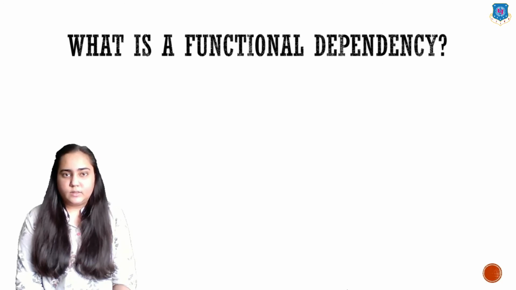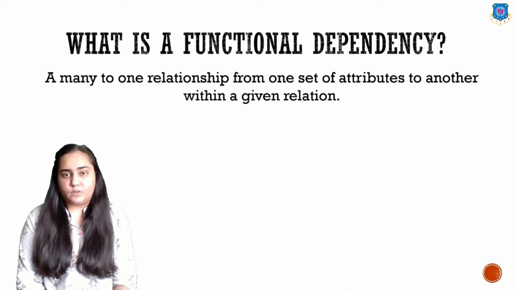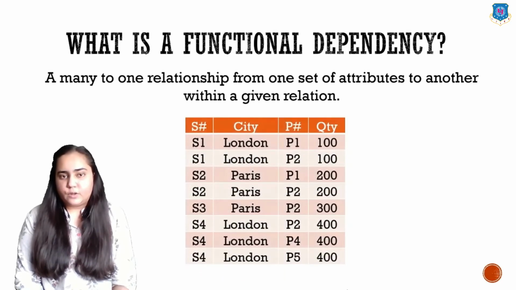So what is a functional dependency? It is a many-to-one relationship from one set of attributes to another within a given relation. So when we talk about functional dependencies, we're talking about a relation between one column of the table with another column of the table. And usually in ER models, when we construct relationships, we construct them between one table and another. We never construct relationships between one column of a table and another column of the same table. However, functional dependency deals with a relationship between one column of a table and another one, and it is a many-to-one relationship. You'll get to know more about this with different types of dependencies and examples that I'm going to present now.